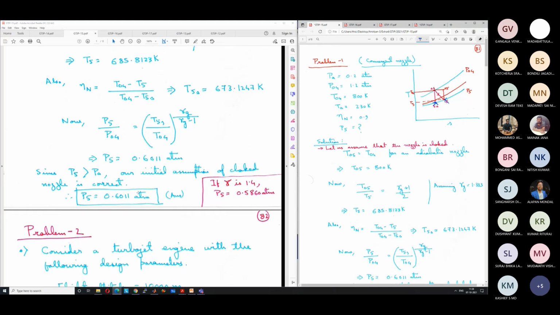If we had used air for the calculations, we would have obtained a slightly different value, 0.5860 atmospheric pressure, because gamma will be 1.4. But we should use the actual properties, gamma of the gas.